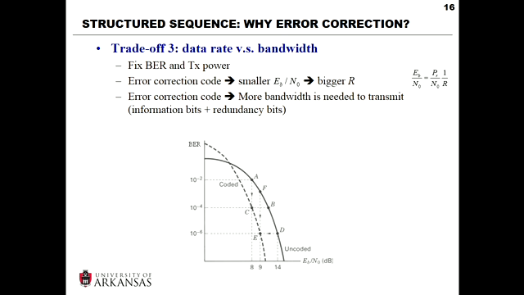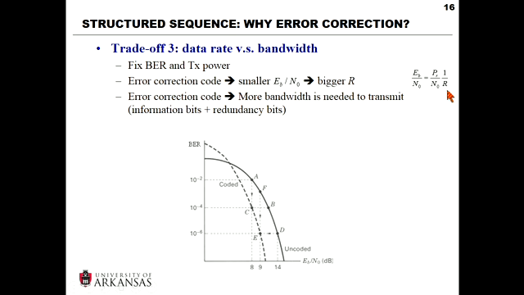The third type of trade-off is between data rate and bandwidth. In this case, we fix the bit error rate and the transmission power, which means we fix the receiving power. So PR is fixed, and N0 is always fixed. If we use an error correction code, we require a smaller Eb/N0. Since PR and N0 are fixed, R has to be increased.